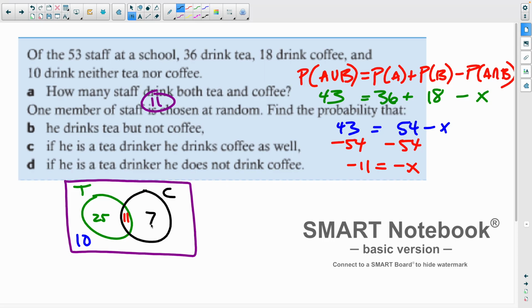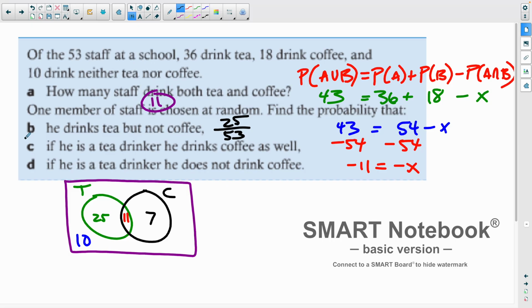All right, now we said, how many of them drink tea but not coffee? That's the 25, right? That is 25 out of 53. I've got to write it as a fraction or a decimal because it's probability, okay? If you just said it's 25 on that one, you wouldn't get full credit, okay?